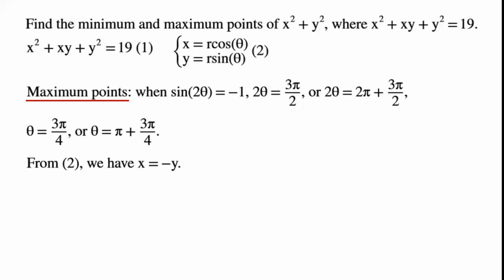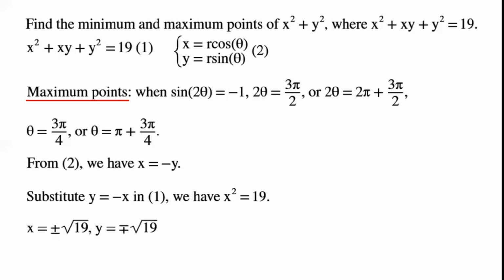From equation 2, we have x equals -y. Substitute y equals -x in equation 1. We have x squared equals 19. So x equals plus or minus root 19. y equals minus or plus root 19.